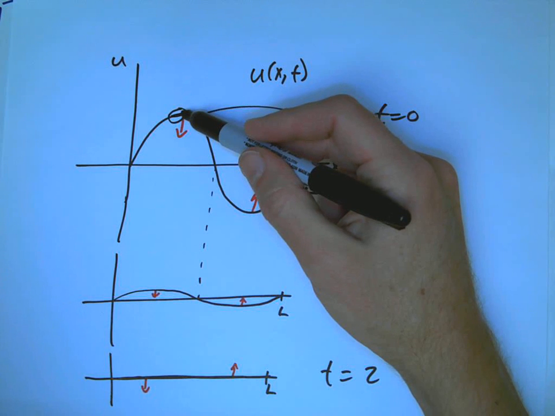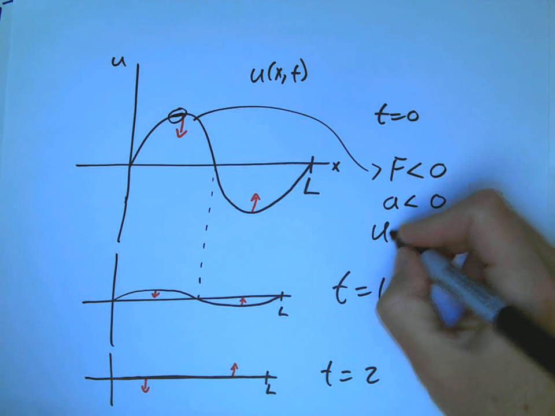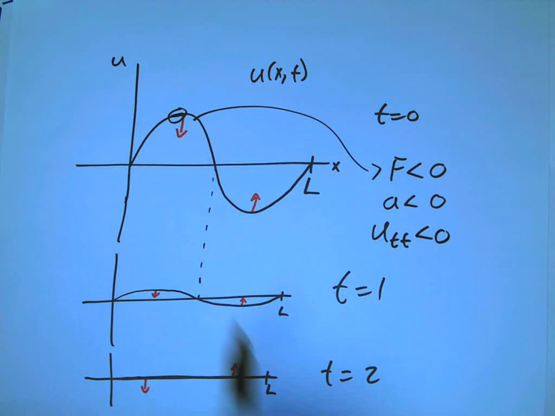And what is that acceleration? It's the rate of change. It's the second derivative of u with respect to t, because u measures how high it is on this graph, and acceleration is always the second derivative with respect to time.